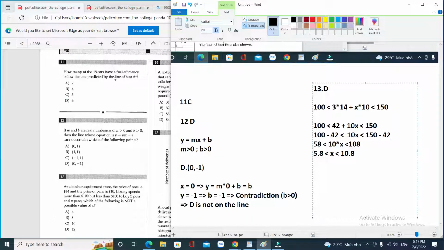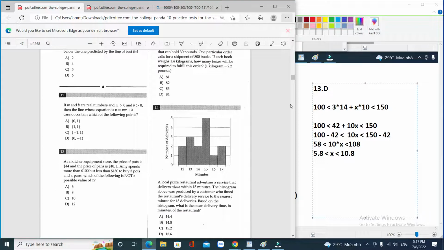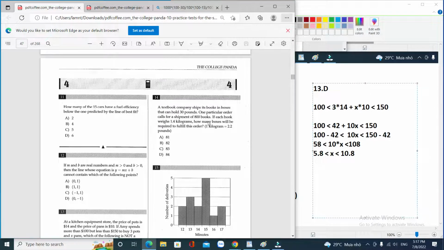Okay, so a textbook company ships its books in boxes that can hold 30 pounds. On a particular order for shipment of 800 books, each book weighs 1.4 kilograms. Wow, so heavy for a book. How many boxes will be required to fulfill this order?